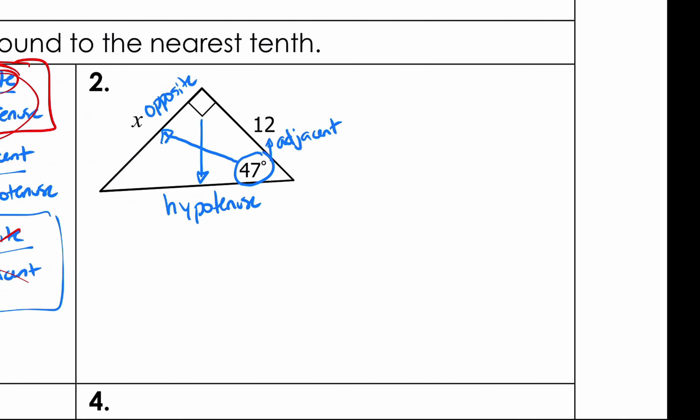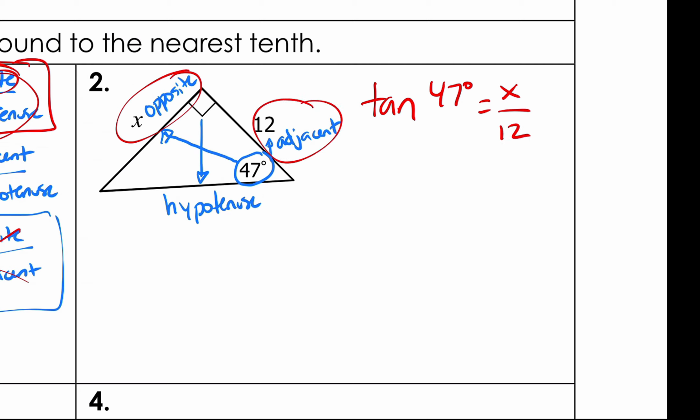We're going to set this up by saying the tangent of our angle, which is 47 degrees, equals the opposite, which is x, over the adjacent, which is 12. And so how do we solve this? Just like we did last time, let's get the x by itself. So what's the opposite of dividing by 12? Multiplying by 12. And we do that to both sides. 12's cancel. So x equals 12 times the tangent of 47.